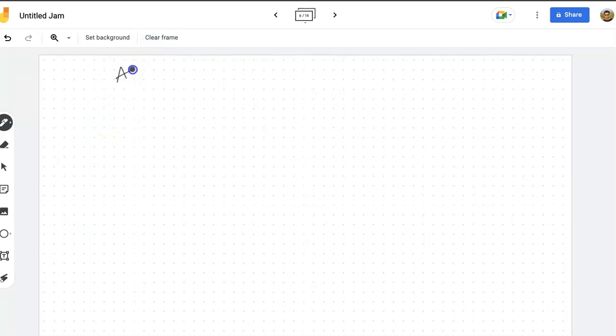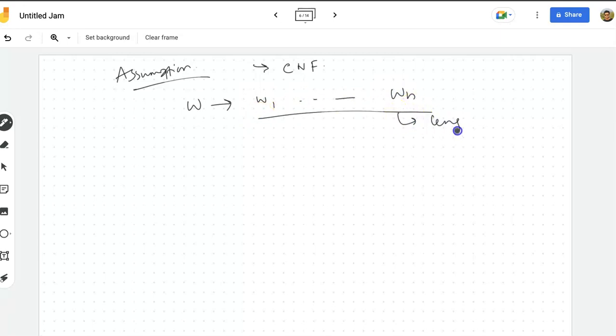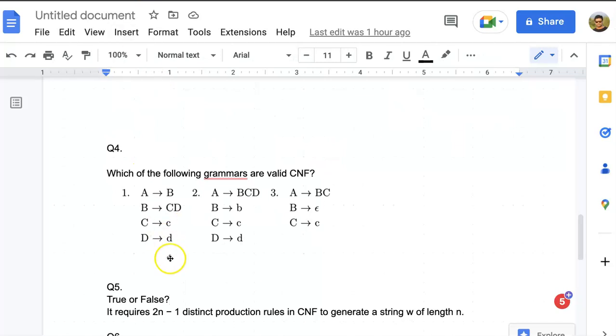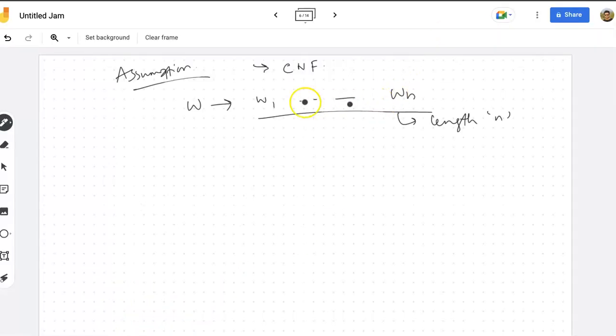The assumption is that we have a CNF grammar. Now we have a string W which has length n, so basically W1 to Wn. What they are saying is, how many steps are required to produce this length? They are saying there will be 2n-1 distinct production rules required. So first check how many distinct production rules we need to derive a sentence with length n.